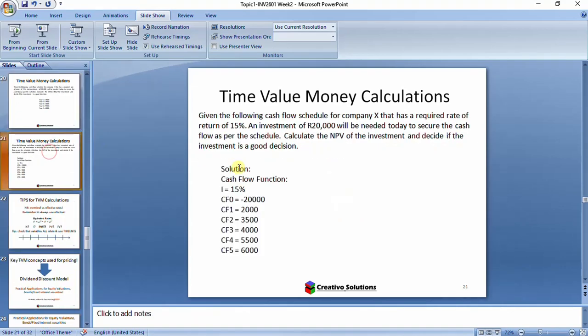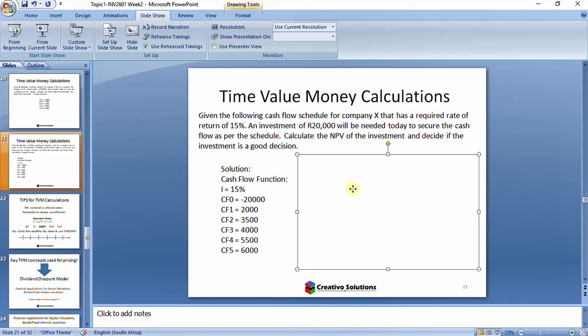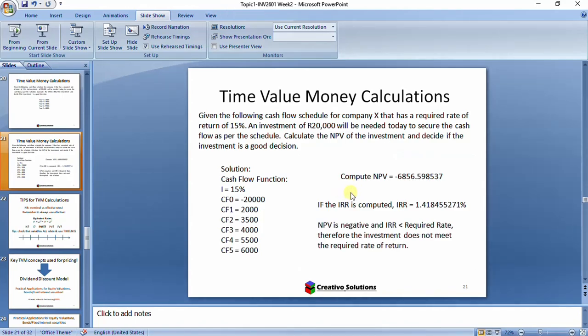All right, you have one more to do. Very similar calculation here, except you're going to be calculating the NPV. All right, so here you have a following schedule of cash flows for company X, and the required rate of return is 15%. The investment of 20,000 will be needed today to secure the cash flow. Calculate the NPV. All right, so if you calculate your NPV, you're going to get the negative 6856.598537 with the internal rate of return. You can see that the internal rate of return is much lower than the required rate of return, and that can happen depending on the market and depending on what's happening for that particular company.